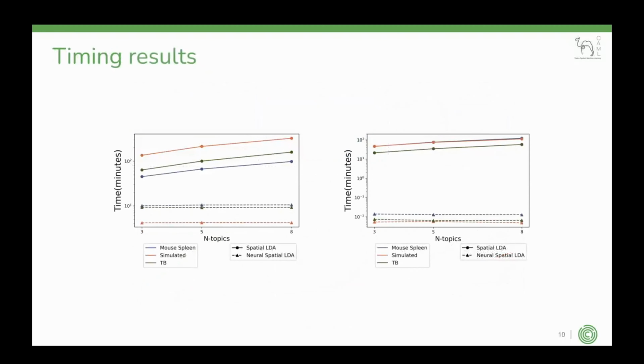Finally, here we show the training and inference timing comparison between spatial and neural spatial LDA. As shown here, on average, we get a 20x speedup in training and inference timings.